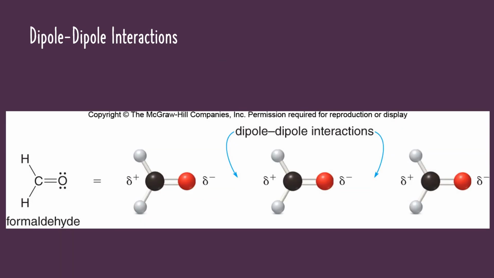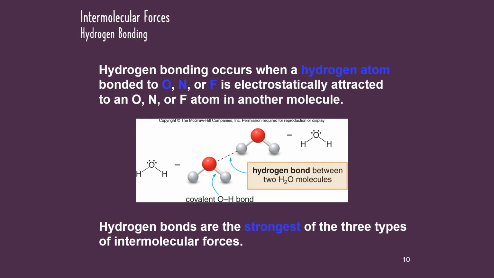In a dipole-dipole interaction, we're seeing something where you have a slight positive charge on one end of the molecule and a slight negative charge on the other end of the molecule, and so the slight positive and the slight negative charges are attracted to each other, and then that causes these molecules to be stuck together. It's very, very similar to the next one, which is hydrogen bonding.